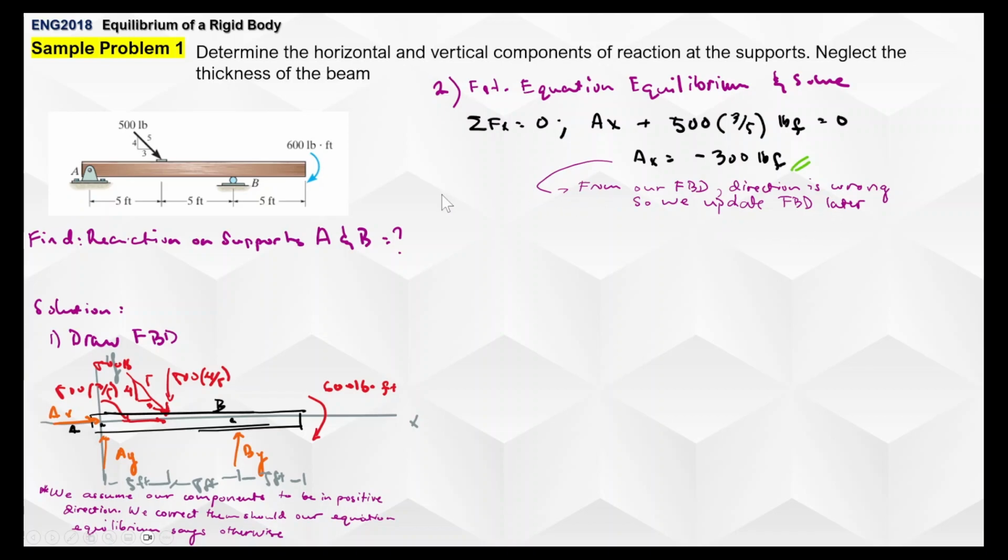Okay? So let's solve naman for summation of forces in the vertical. So summation of Fy equals 0. So what do we have? AY minus 500 times 4 over 5 plus BY equals 0. So from here, we have two unknowns, and technically we cannot solve it. So we need another equation. Not this one because we already used this.